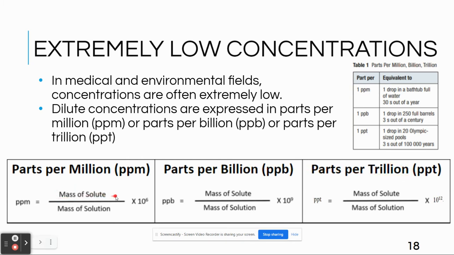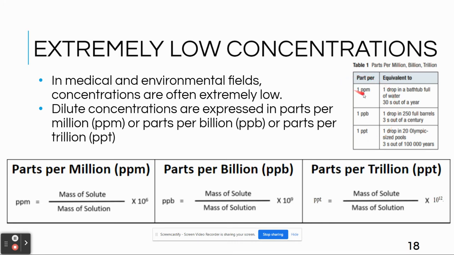We just do the mass of the solute over the mass of the solution times a million for parts per million, times a billion for parts per billion, and times a trillion for parts per trillion. So 10 to the power of 6, 10 to the power of 9, 10 to the power of 12 for ppm, ppb, and ppt.